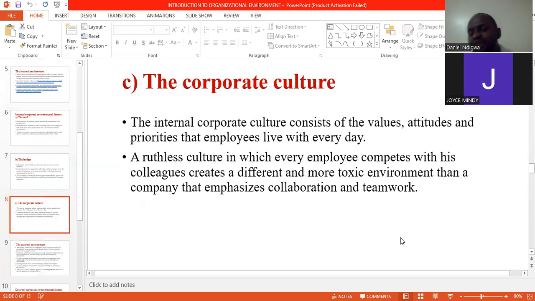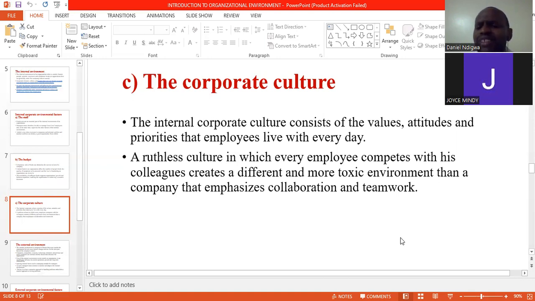Then we have the corporate culture. Remember, I said culture is a way of life. These are the values or the attitudes that employees have when it comes to various functionality within the organization. How do employees look at your organization? How do they value your organization? For example, if you go to government offices, there's a culture that they have. When it reaches lunchtime, they don't serve clients. And that is a very bad way of doing business. And that is why the government is not a profit-making organization. But their culture is very, very different.